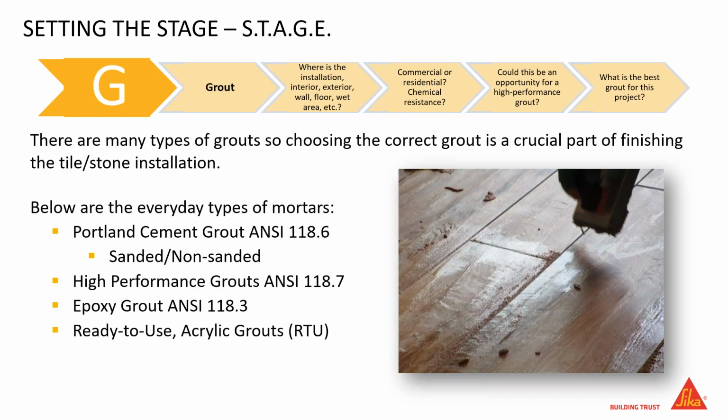So when we look at the grouts, we're looking at either Portland cement, which are what we consider our standard base grouts, the 118.6 grouts. They come in sanded and non-sanded traditionally. High performance grouts are 118.7. Those are going to be grouts that have a little bit more density to them. They dry harder, they dry a little bit quicker, they tend to resist efflorescence. They're truer to their color, or they hold color better, and they're a little less finicky on the job site.